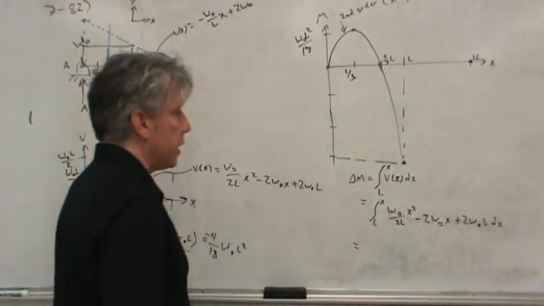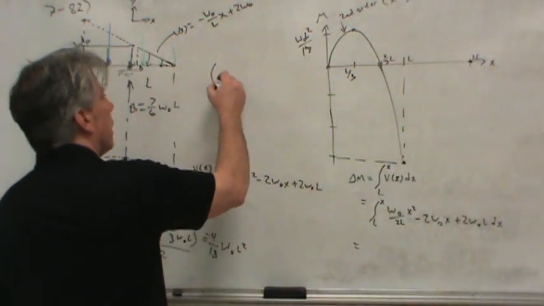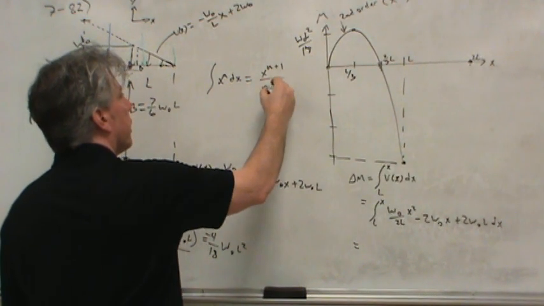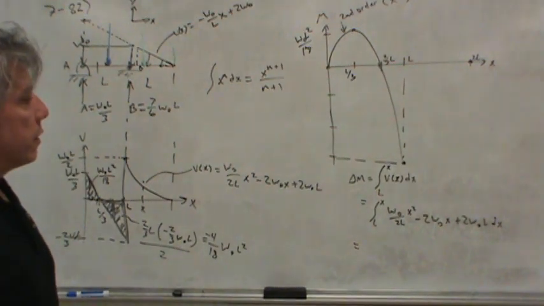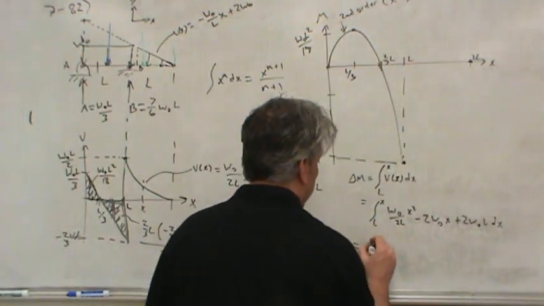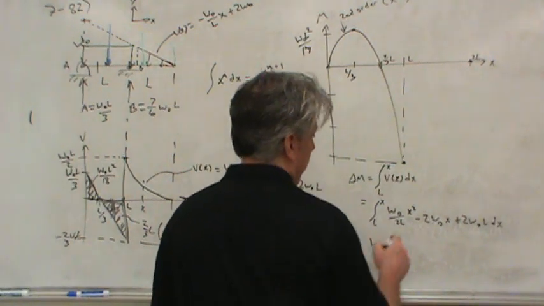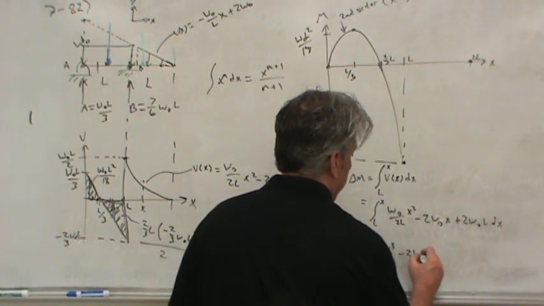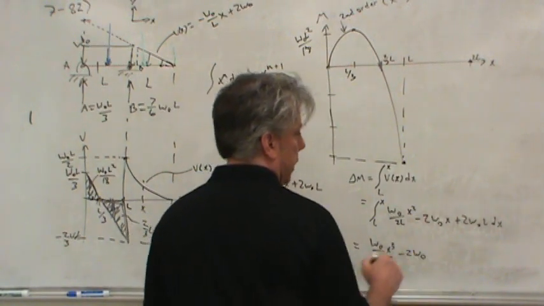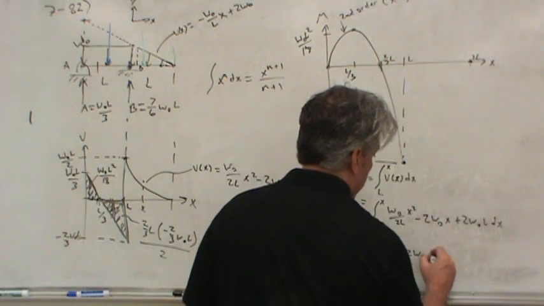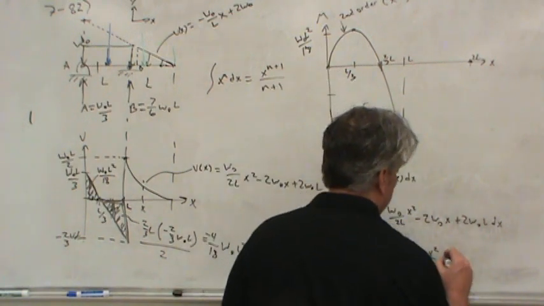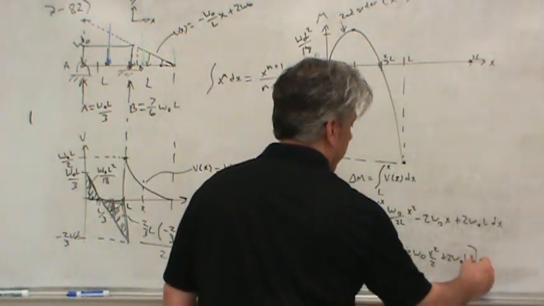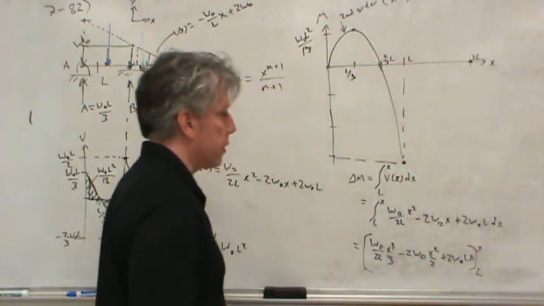Integrating the form of x to the n dx is really straightforward. The integral of x to the n dx, all you have to do to remember this is add 1 to the exponent and divide by that exponent. That's all you've got to do. So the constants just come along for the ride. W naught over 2L. X squared will become x cubed by 3. Again, for the next term, constants come along for the ride. Negative 2 W naught times x squared over 2. Finally, plus 2 W naught L x. Now this has to be evaluated from L to X.